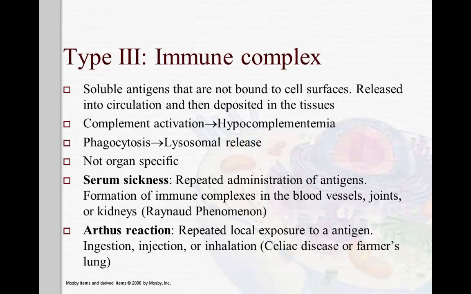Examples of type 3 hypersensitivity reaction are serum sickness, Arthus reaction, rheumatoid arthritis. You have post-streptococcal glomerulonephritis, lupus nephritis, systemic lupus. In addition, hypersensitivity pneumonitis. So there are many. I'm going to briefly explain a few of them.